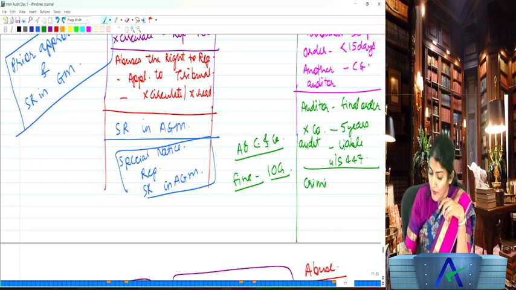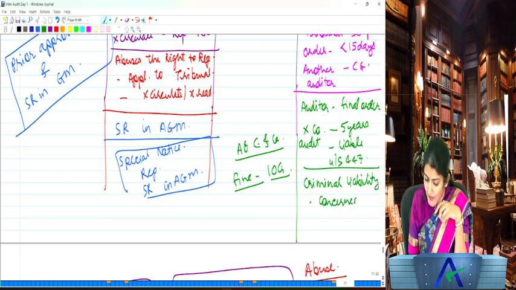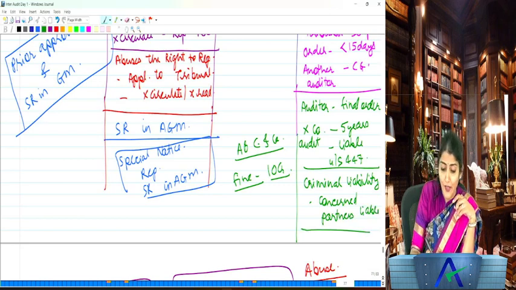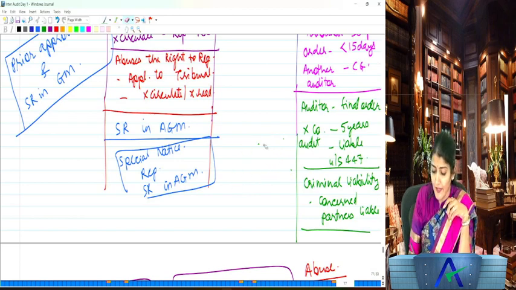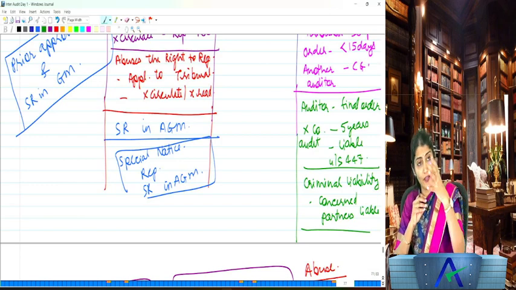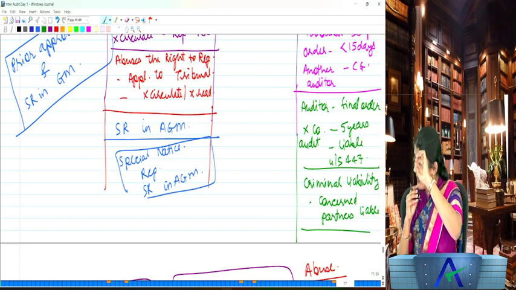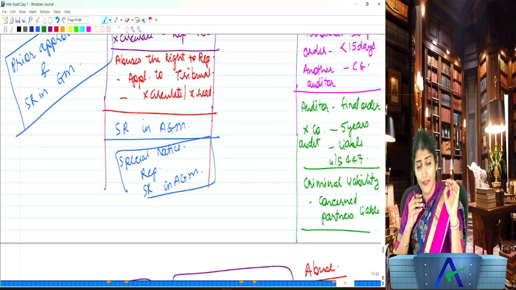Are you able to follow this, everyone? For criminal liability, what does it say? Only the concerned partners will be liable. One you have civil liability and one you have criminal liability. What is a civil liability? Fine. And what is a criminal liability? Fine with imprisonment. So you have civil liability and you have criminal liability. Are you understanding that? Okay.